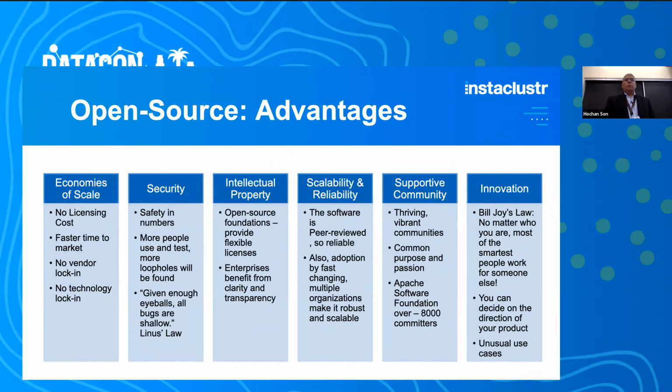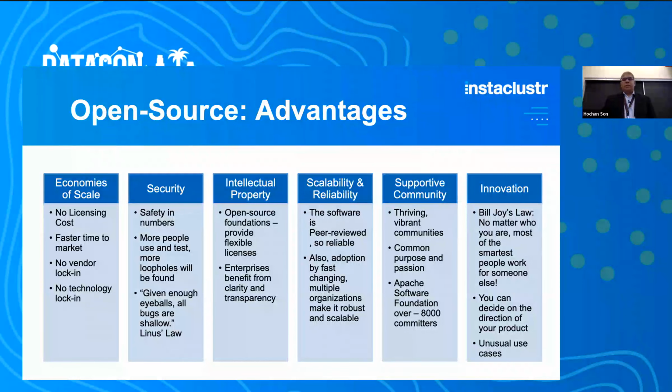Intellectual property: these open source foundations like Apache provide flexible licensing, scalability and reliability. The software is peer reviewed, and so it becomes very reliable. And a lot of large enterprises like Apple and Netflix and Amazon are committers. They are using this software, so it becomes very scalable because these are large enterprises.